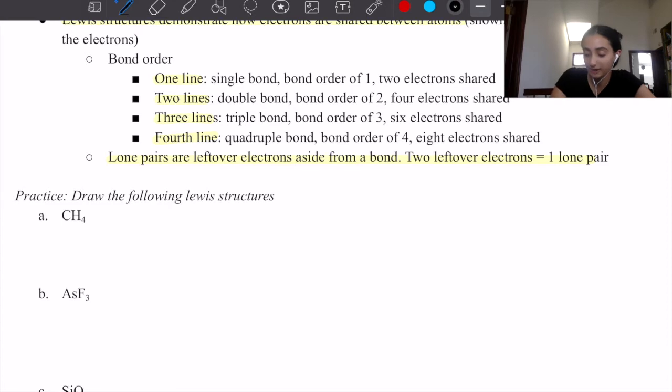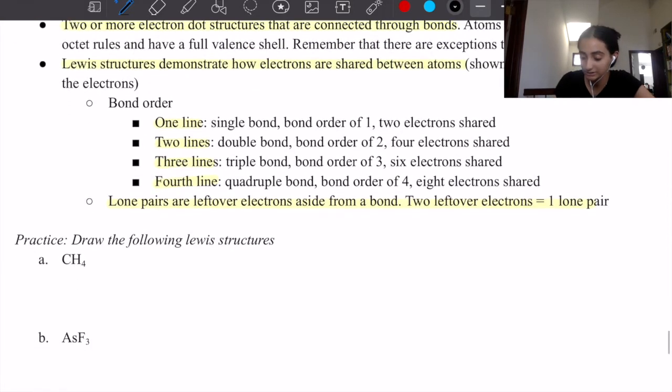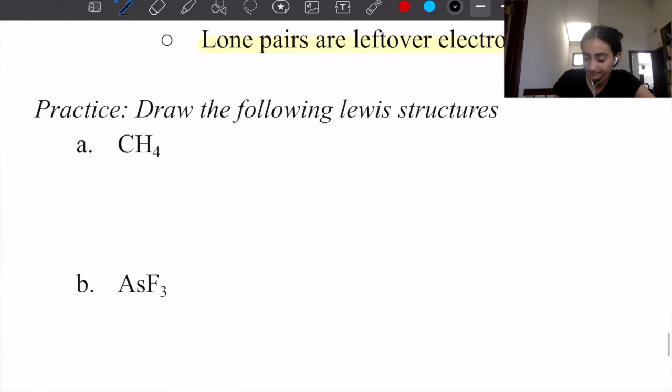So we are going to practice drawing Lewis structures for compounds. I'm going to start with CH4. So I'm going to draw a C in the center and 4 hydrogens around it. And like I said earlier, Lewis structures are just combined electron dot structures. So the same principles apply. I'm going to draw the valence electrons. Hydrogen has 1 and carbon has 4. Carbon needs to have 8 electrons in order to satisfy its octet, and hydrogen only needs to have 2.